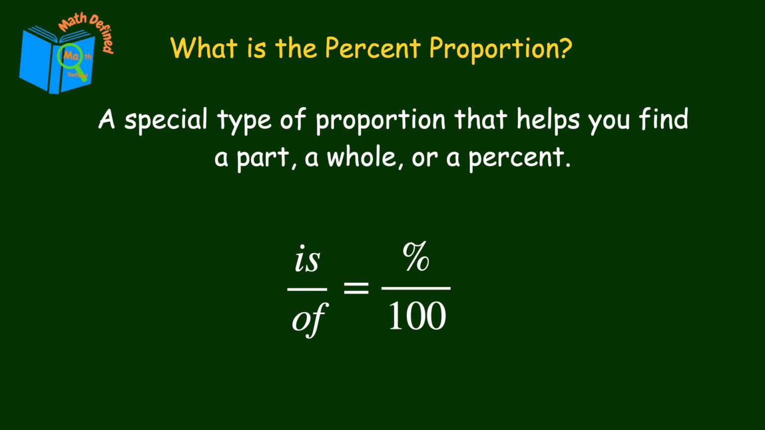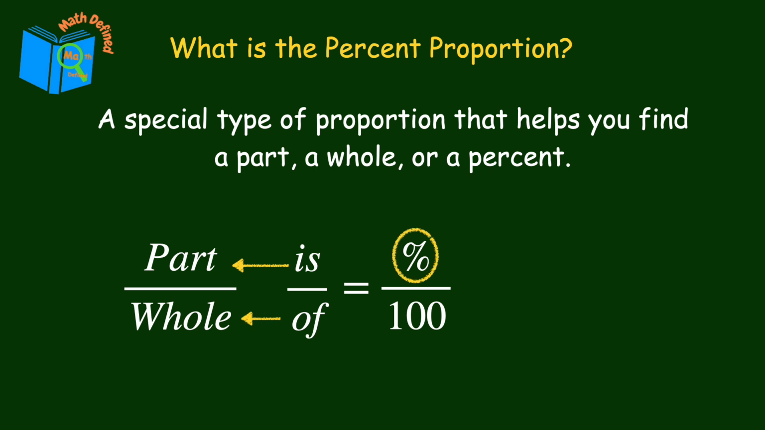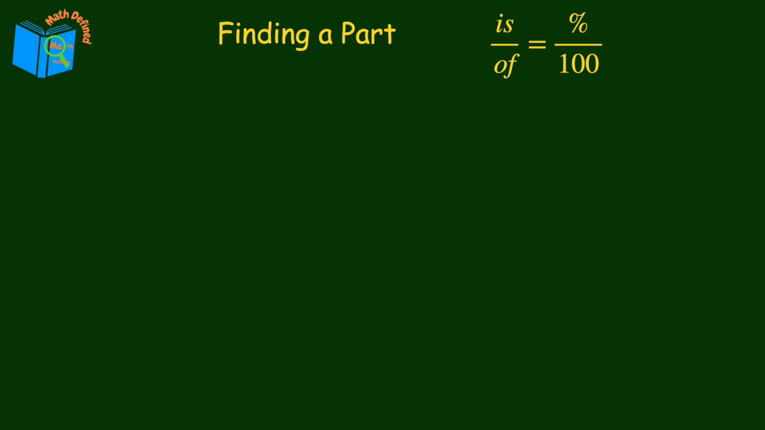We call this the is over of ratio. Why? Because in a percent problem, is stands for the part and of stands for the whole, and percent is always out of 100. Let's use this proportion to find parts, wholes, and percents. First up, let's find the part when we know the percent and the whole.